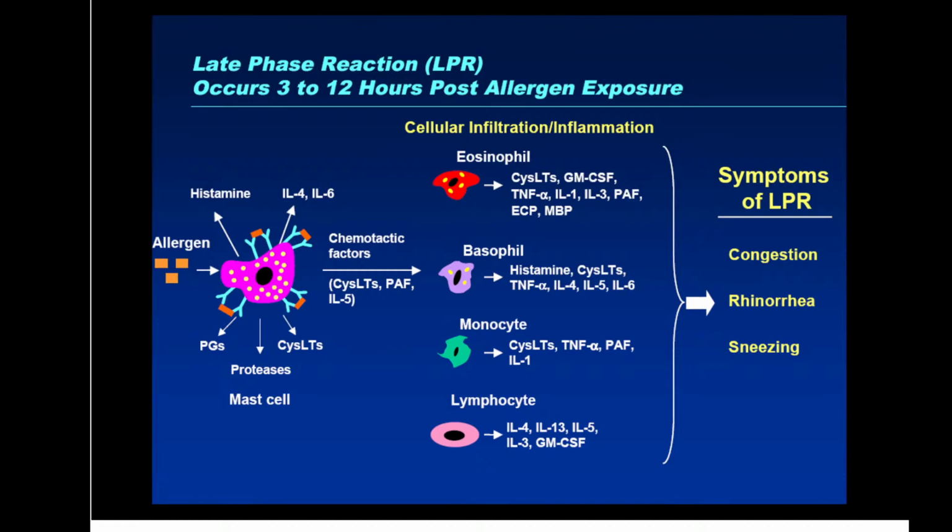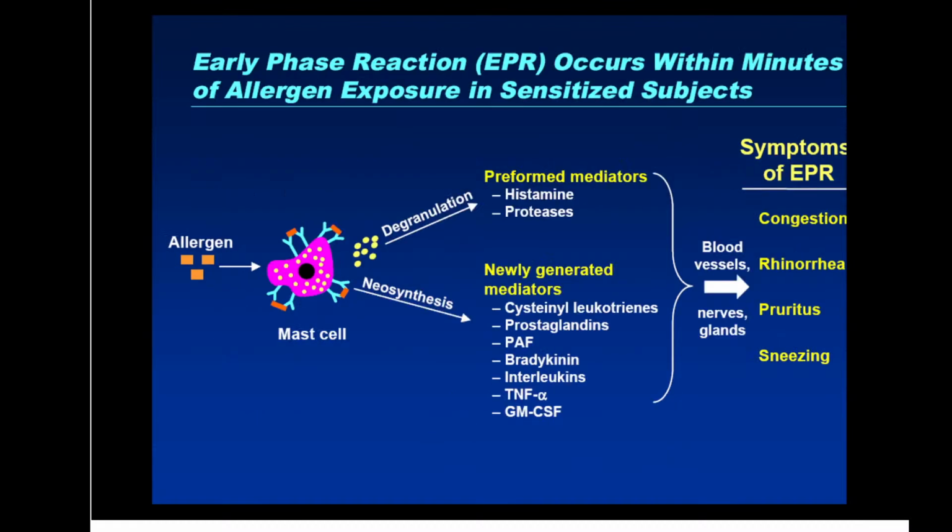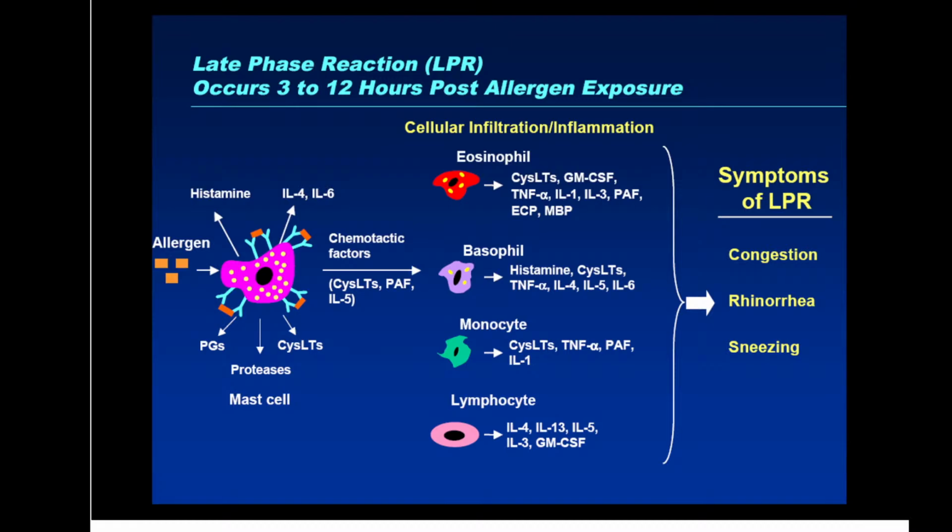So as a result of this reaction, as we discussed in pathology, we have symptoms of the early fast reaction: congestion, rhinorrhea, sneezing, and of the late phase reaction: congestion, rhinorrhea, and sneezing. So basically, the symptoms of the late phase reaction are caused by leukotrienes.